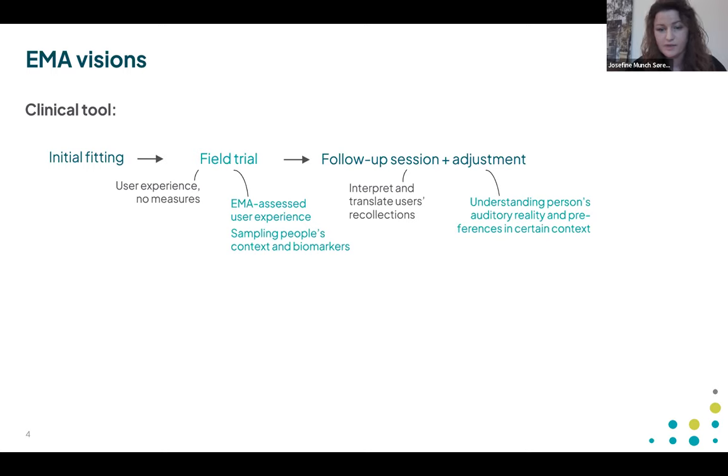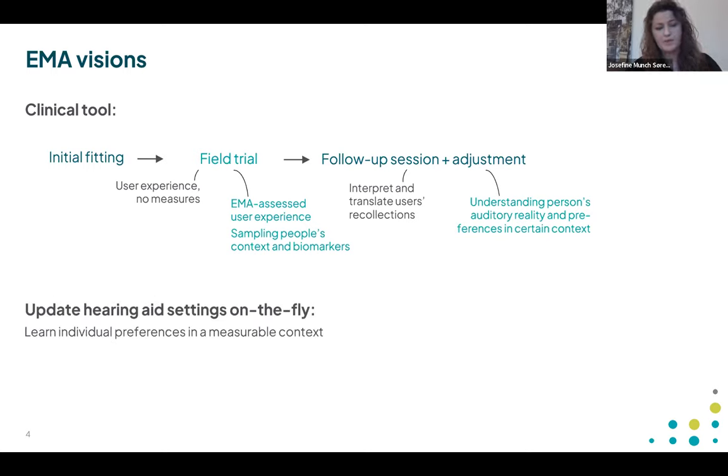And then another vision is to try and update people's hearing aid settings on the fly. So if we can learn in what situations people are struggling and what their preferences are for hearing aid processing strategies in those situations, then we can update the settings on the hearing aids to automatically optimize listening in those situations. But to do that, we need to understand the translation between people's subjective reports and the objective measures that we can capture in the scene.